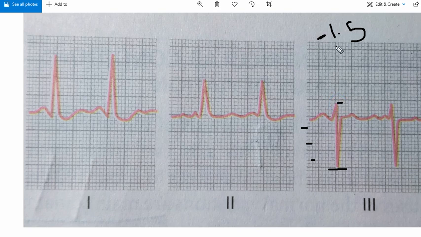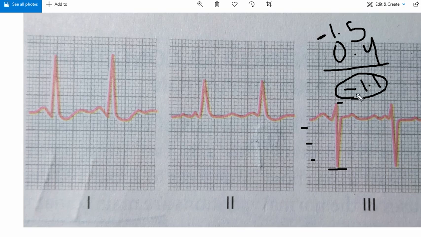1 2 3 4, which is 0.4. We obtain positive 0.4 and negative 1.5 millivolt. When we add these two, we obtain minus 1.1 millivolt in the negative direction. So this is the resultant vector that we derive from lead 3.